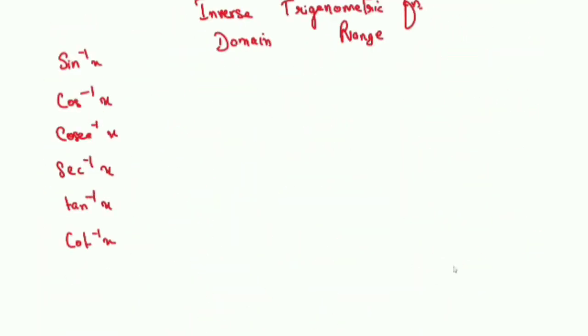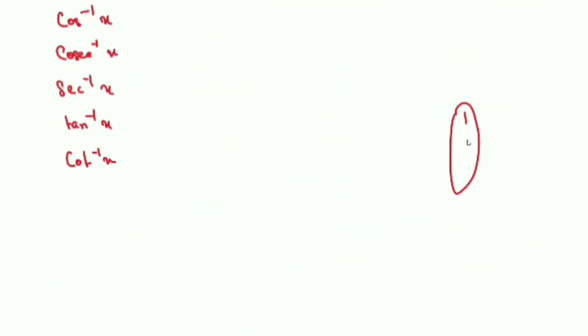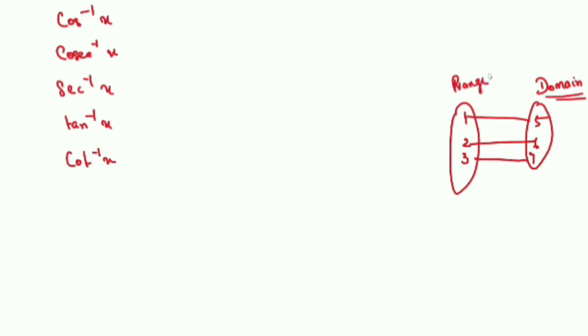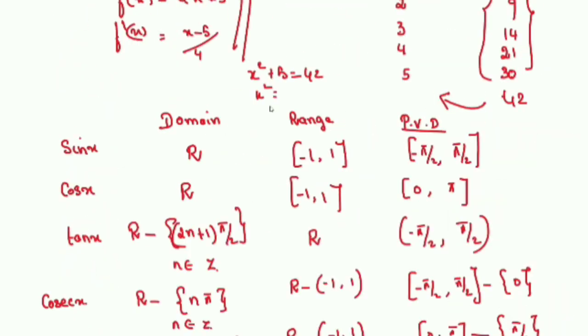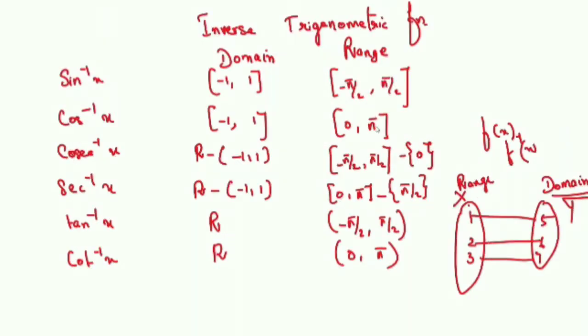See, for example, if it is 1, 2, 3 and so on, 1 goes to 5, 2 goes to 6, 3 goes to 7. Now if I want to find the original number, this will become the domain. If I want to find the inverse, this will become the domain and this will become the range. So if f of x, x is the domain, y is the range or codomain. For f inverse x, it will just get reversed. The range will become the domain and this will become the range. You have to remember, this is an important table.